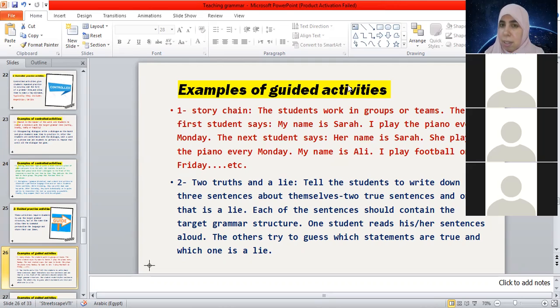I was born in 1987. I am working as an English teacher for 30 years, and I lived in Minya. Okay, what do you think? Which one is a lie? I'm asking you. Yes, 30 years is a lot. It can't be 30 years. Yes, it's obvious. Yeah, just 5 years.